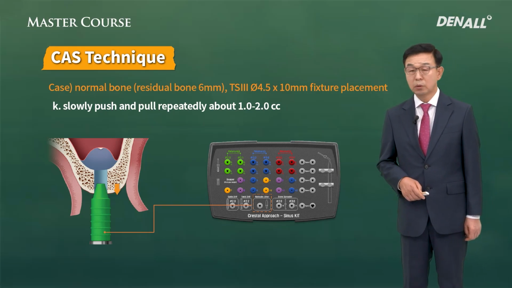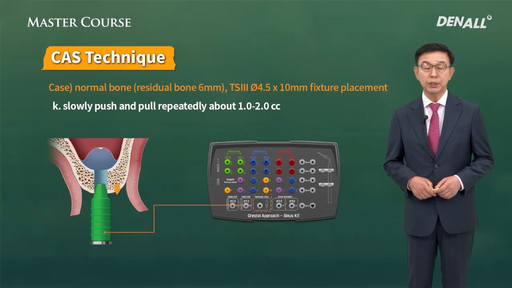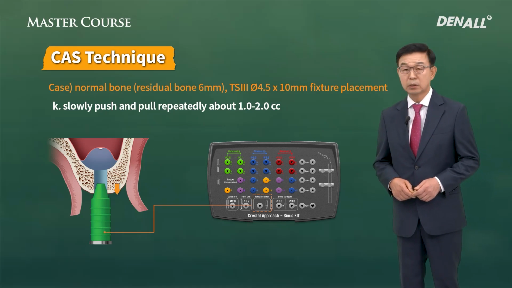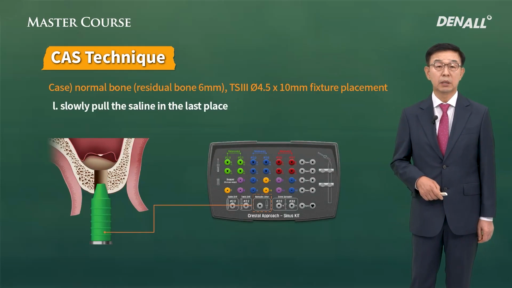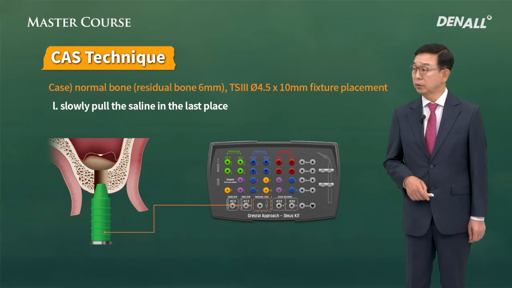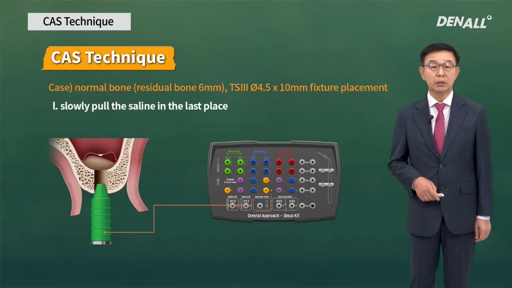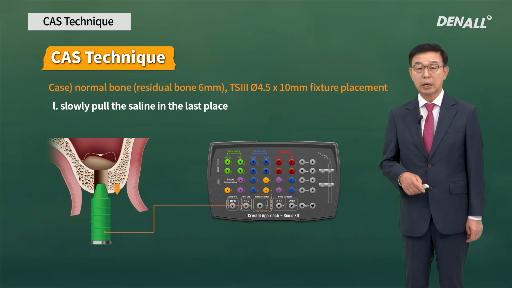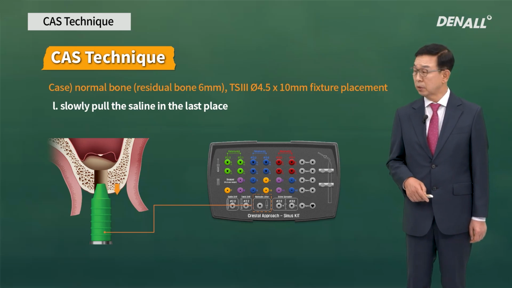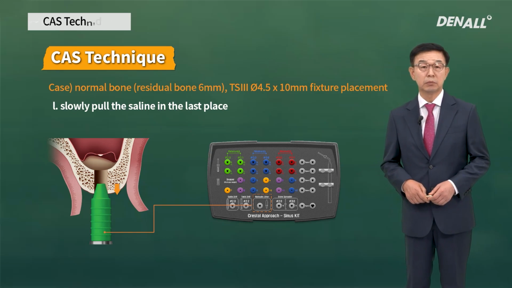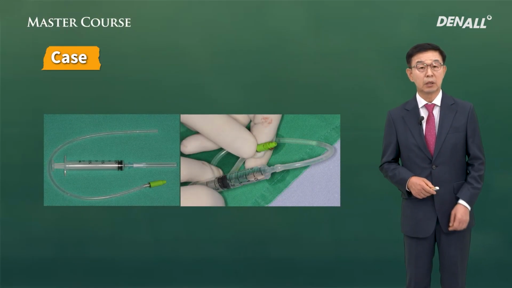1.5 to 2 cc was used to slowly push and pull to do the hydrolift. Finally, in the last step, you need to remove the saline in the sinus, and therefore, using full motion, this is removed and the implant is placed after the bone graft.